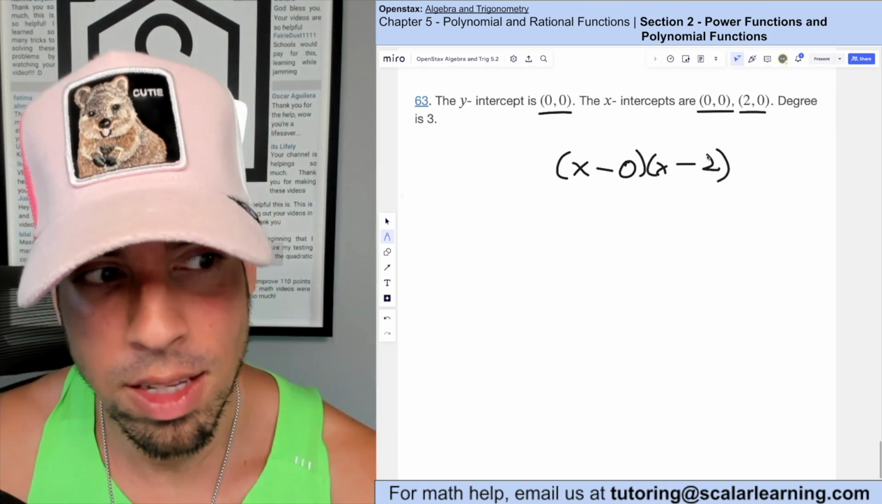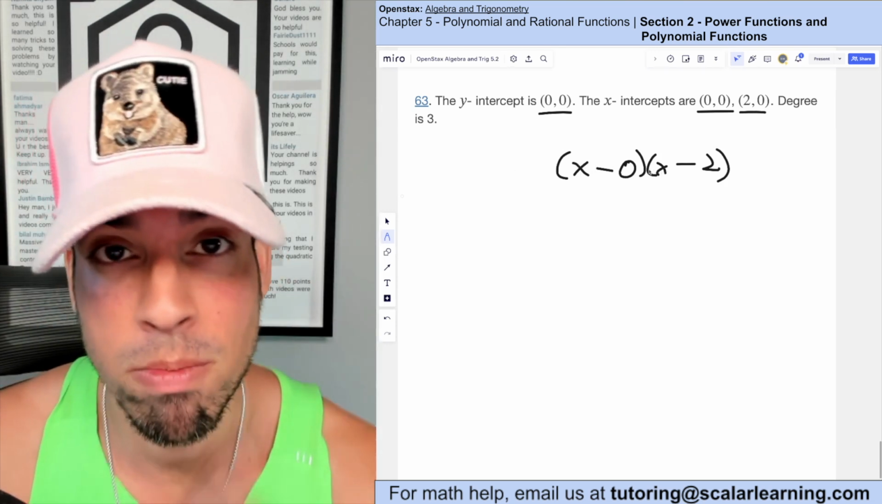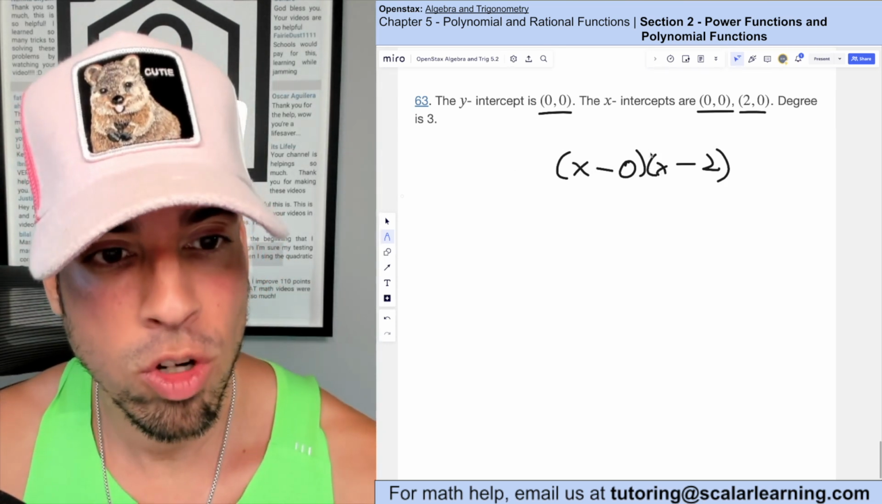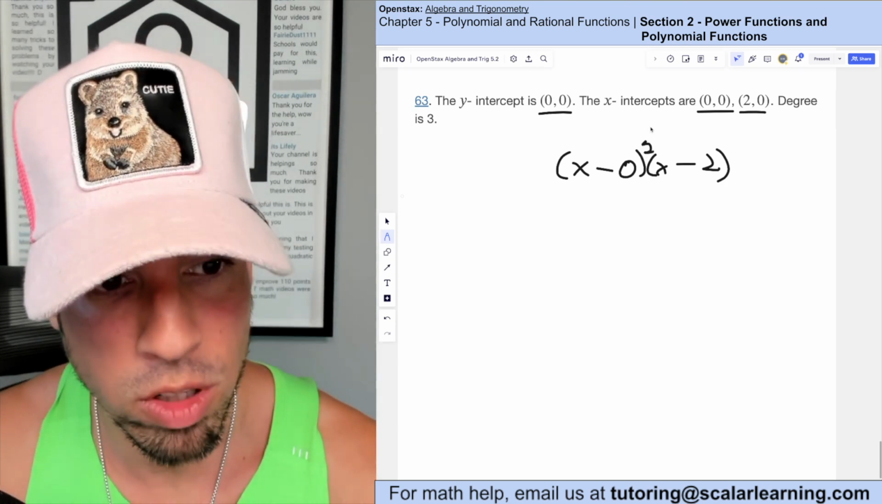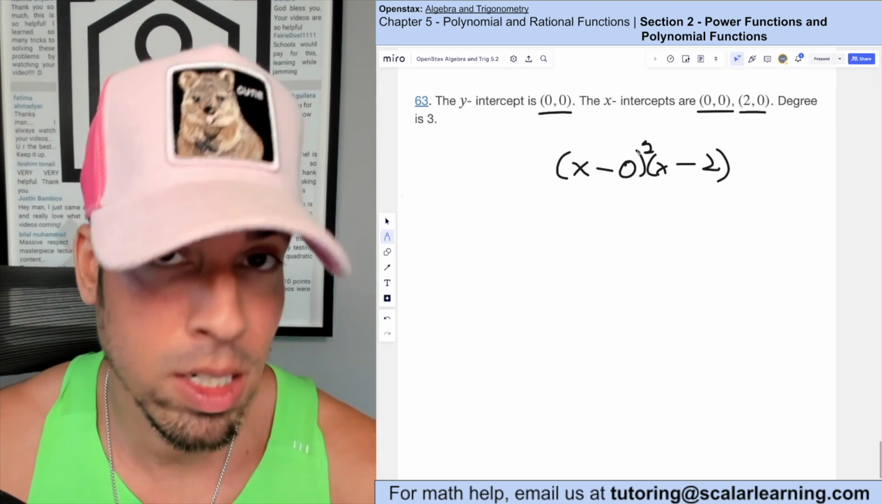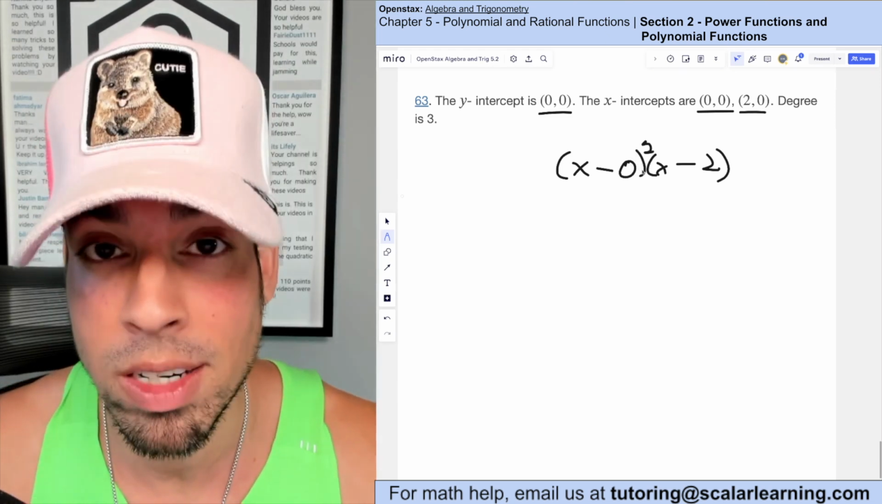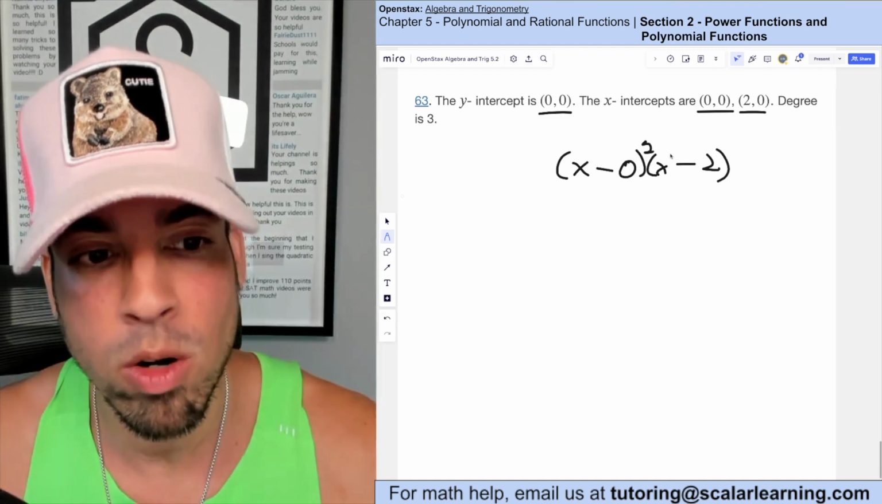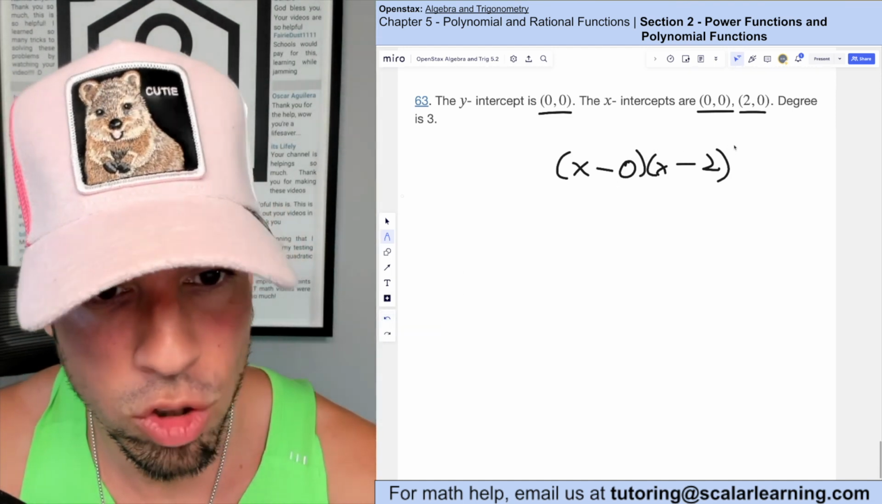However, it does say that the degree is 3. So if I multiply this out, I'd get x to the second power, meaning a degree of 2. So to get this to the third degree, I can simply square this one. I can't add another x minus 5 or x minus 7 because it doesn't say that there's another x-intercept, and that would create a new x-intercept. So I've got to square one of the existing ones. So I could do that one, or I could square this one.